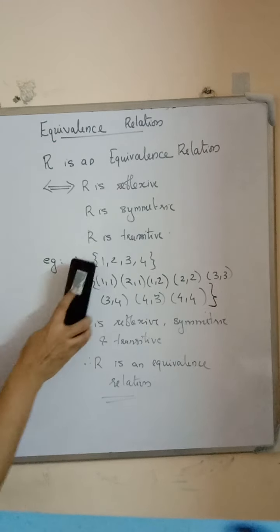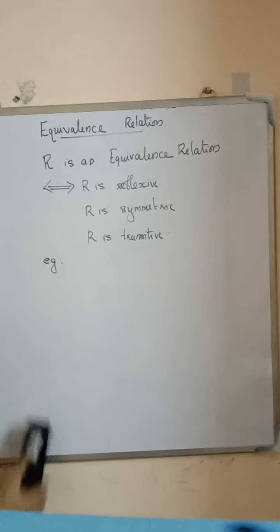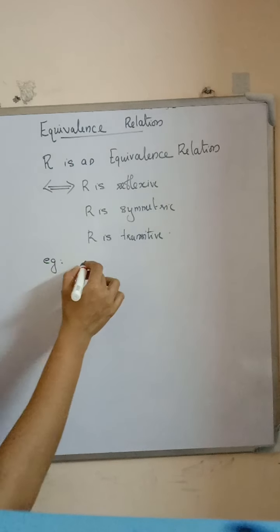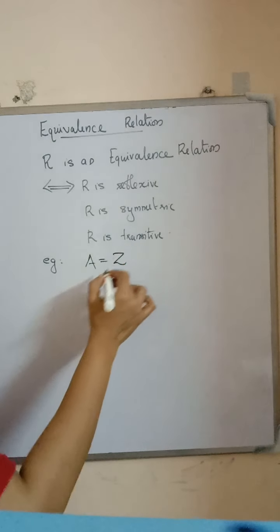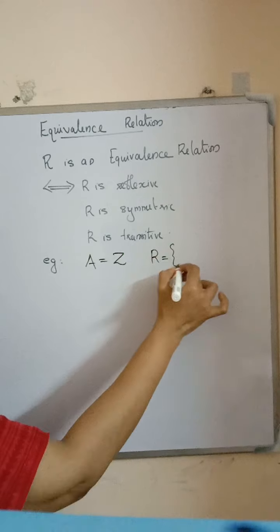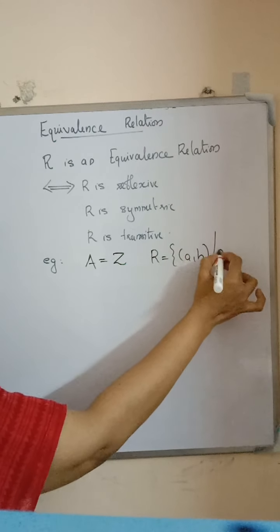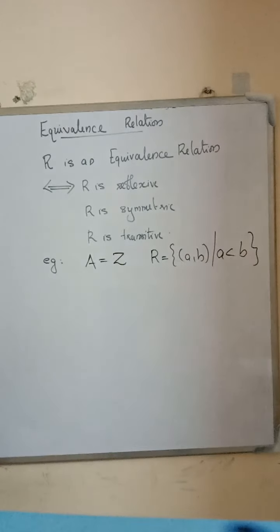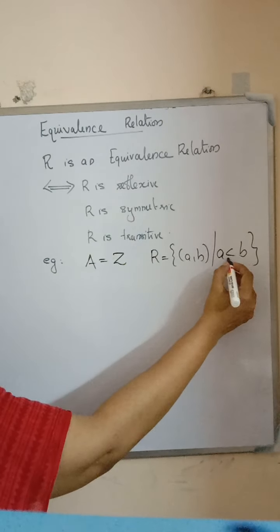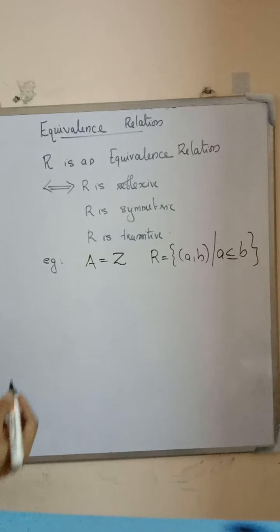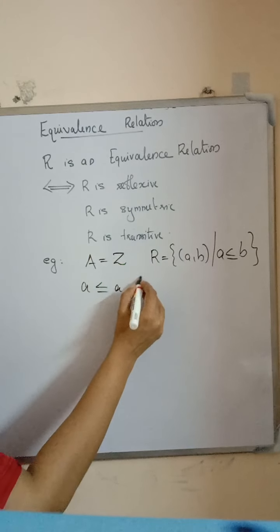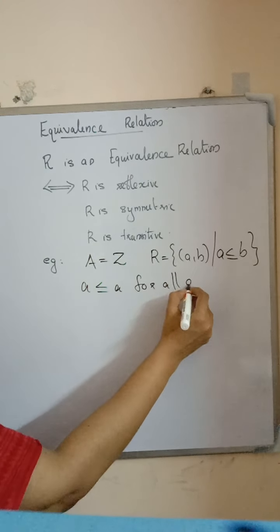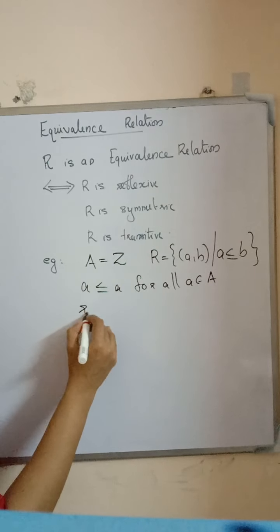Okay. Consider another example. Let A be equal to Z, the set of integers, and the relation R defined as R equals the set of ordered pairs (a,b) such that a is less than or equal to b. Therefore, the relation is reflexive, since every element a in A is less than or equal to a, for all a belonging to A.